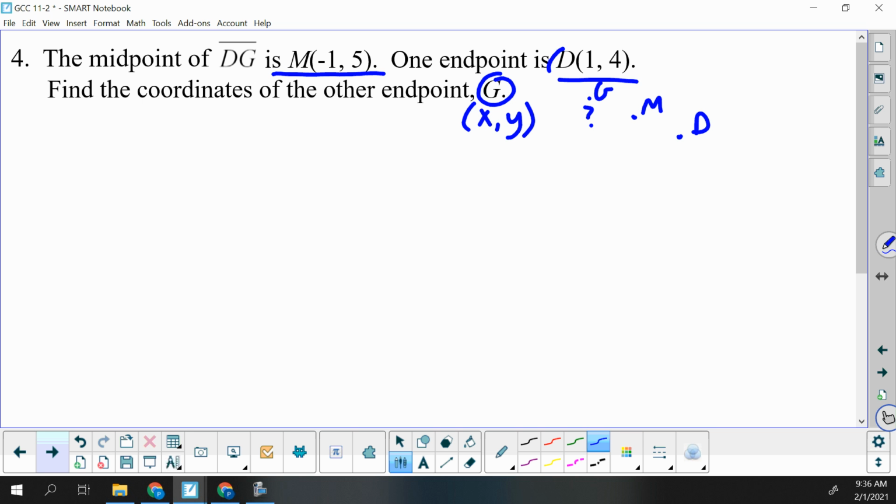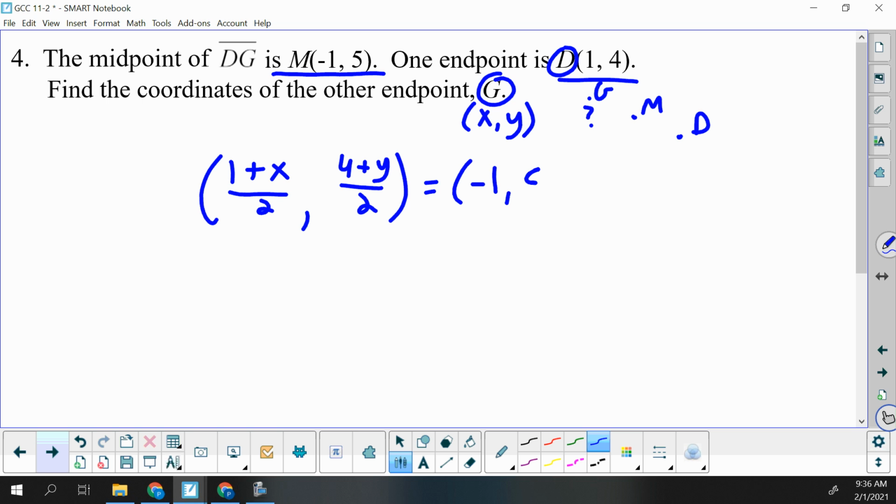And let's set up what our midpoint formula would tell us to do. Again, G and D were the endpoints, so we're going to use their coordinates. We would have adding our x's and dividing by 2. So we'll do 1 plus x divided by 2, because remember, we don't know G's coordinates. And add the y's and divide by 2. So 4 plus y divided by 2. Well, this little setup should give us the midpoint. Well, we know what the midpoint is, so that should equal negative 1, 5.